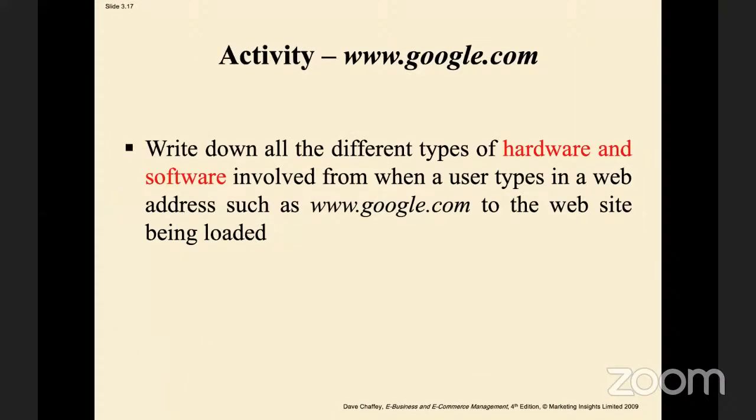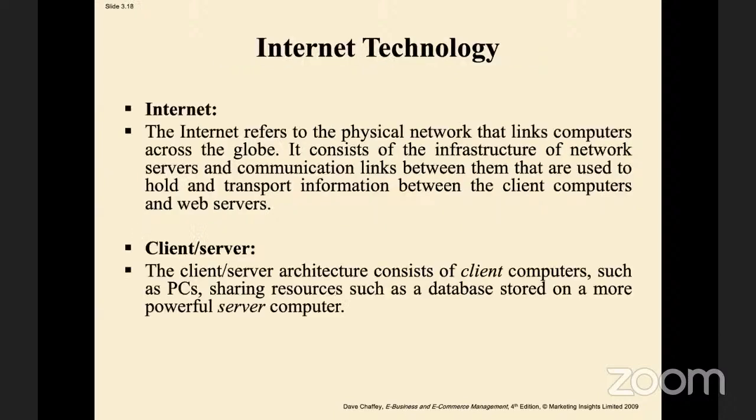Okay, here is an activity. What is the activity? Go to www.google.com. Write down all the different types of hardware and software involved, from when a user types in a web address such as www.google.com to the website being loaded. So it is like you go to www.google.com or Google search, and then you search for the hardware and software involved, and then you come up with the results. What does Google give as answers to your query?